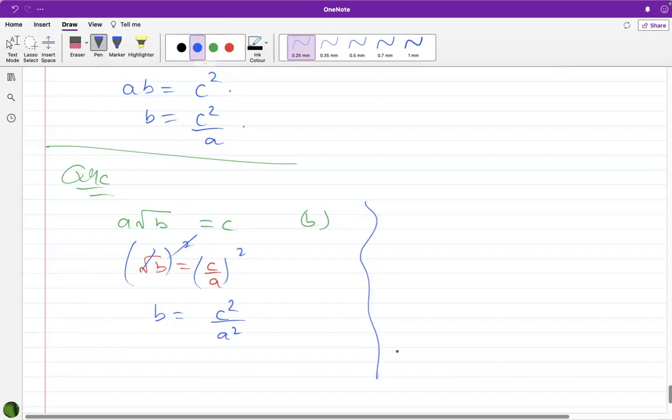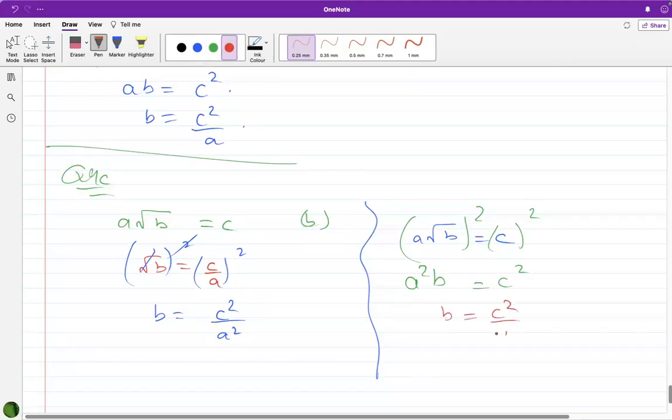The other way would be we directly take square first, like square root both sides, square both sides. Now this is A square B, which is then equal to C. Move it over to the other side. Now we take that on the other side. So B equals C square over A square. Both are the same. And then D.